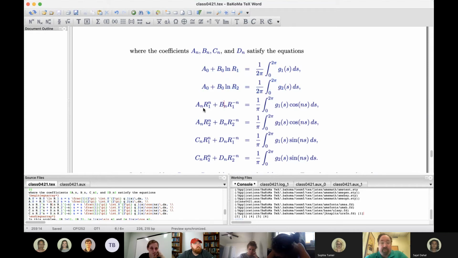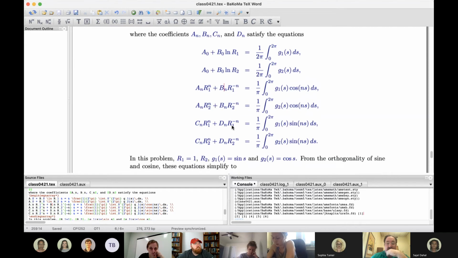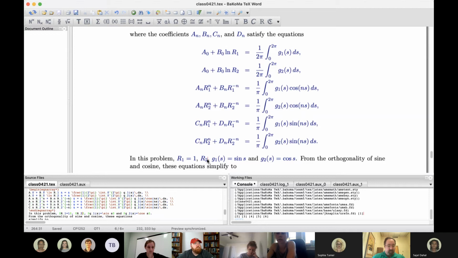In the first equation, you're plugging in your inner radius to the n and minus n power. Second equation, you're taking your outer radius, raising that to the n and minus nth power. Oh, okay, so R_2 is equal to 2. So G_1 is sine, and G_2 is cosine.